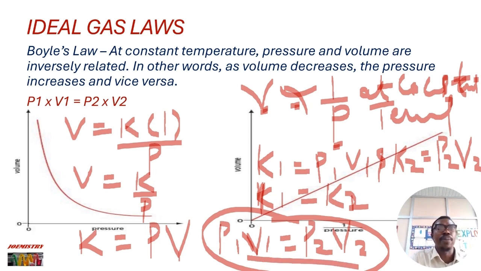This is the graphical representation. Volume is inversely proportional to pressure. As volume increases, pressure what? Pressure decreases. As volume increases, the pressure decreases.